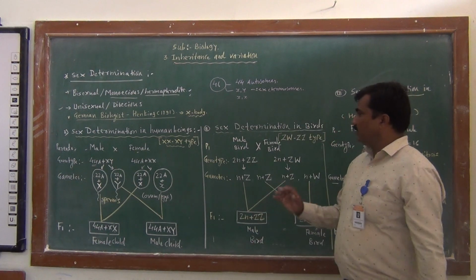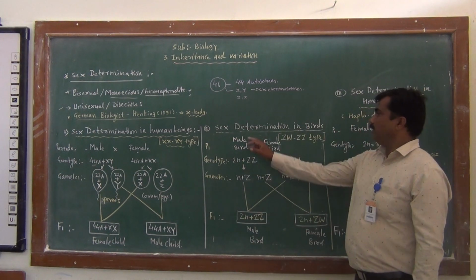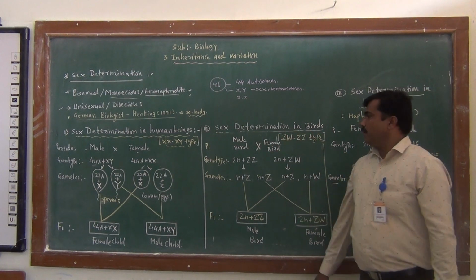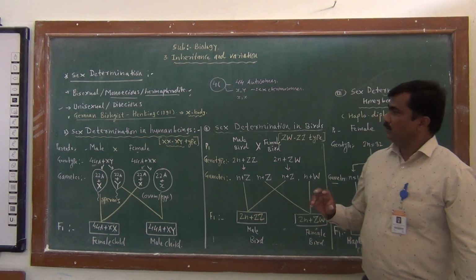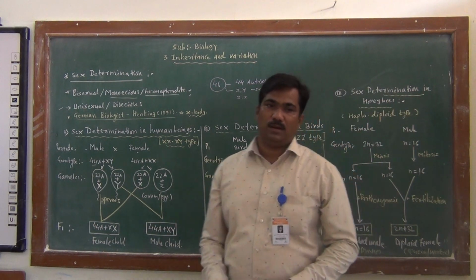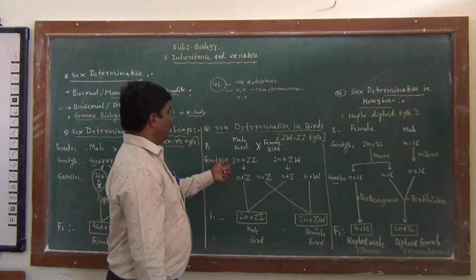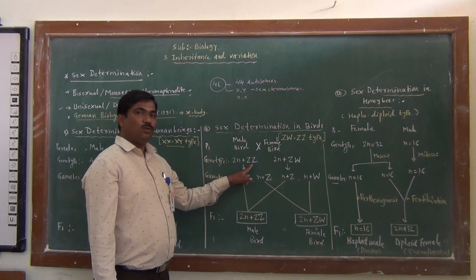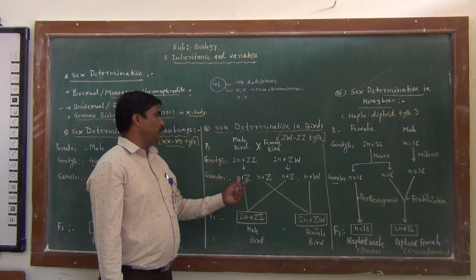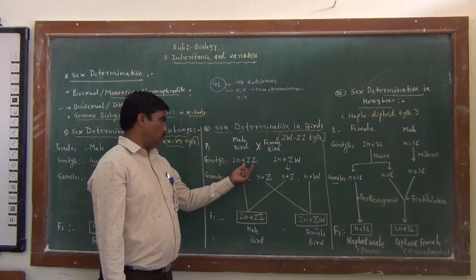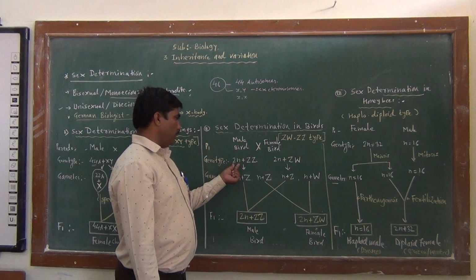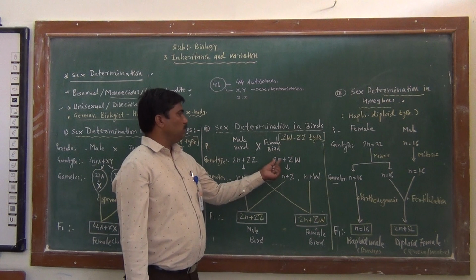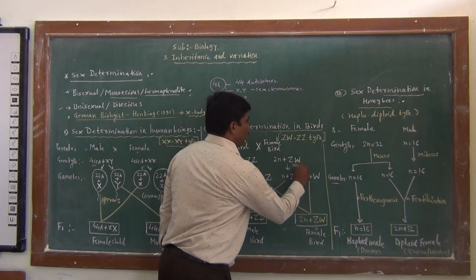Then another mechanism of sex determination: sex determination in birds. In birds, exactly the opposite condition occurs. Males are homogametic. Male birds contain ZZ chromosomes, so 2n is the diploid condition, autosomes plus sex chromosomes. Female birds contain ZW chromosomes.